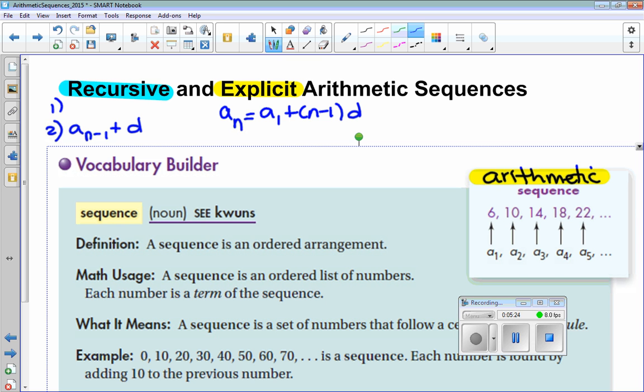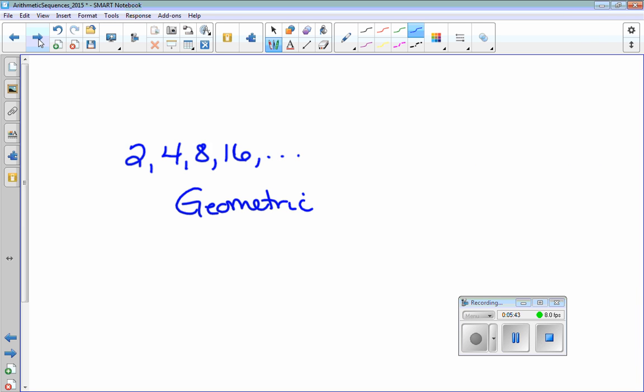If I asked you a question like, what is A sub 5, in this arithmetic sequence that I have on the board, what would you tell me? What is A sub 5? It's 22. It is the fifth term. You just count 1, 2, 3, 4, 5. It's the fifth term there. In this geometric sequence that I gave you, what's A sub 3? 8. Okay, it's the third term in your sequence.